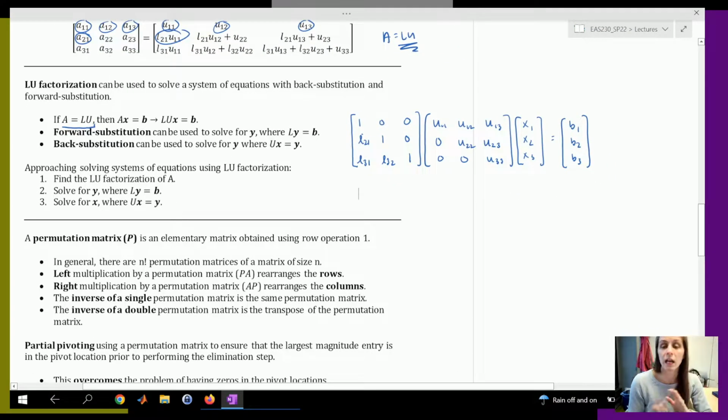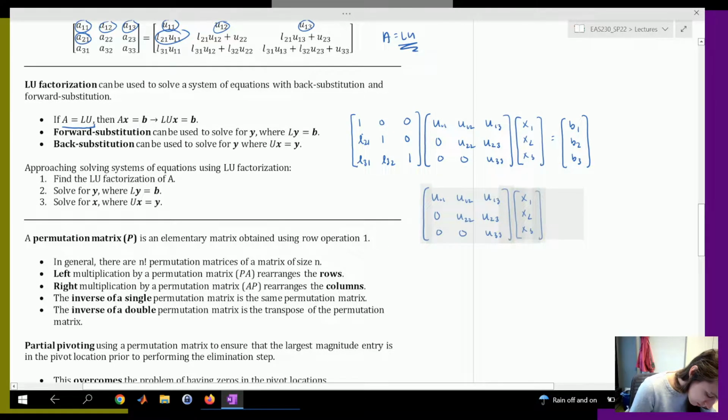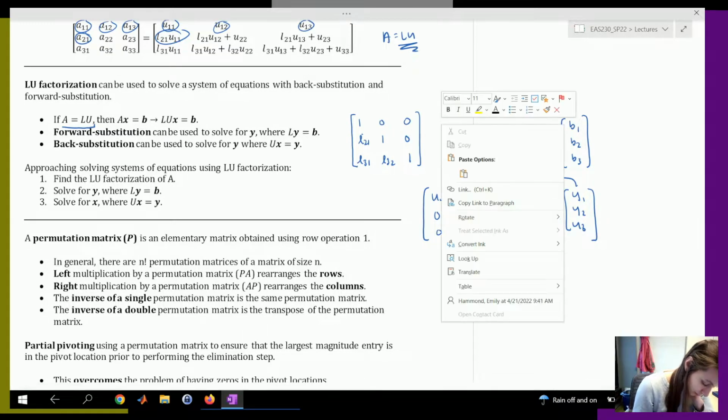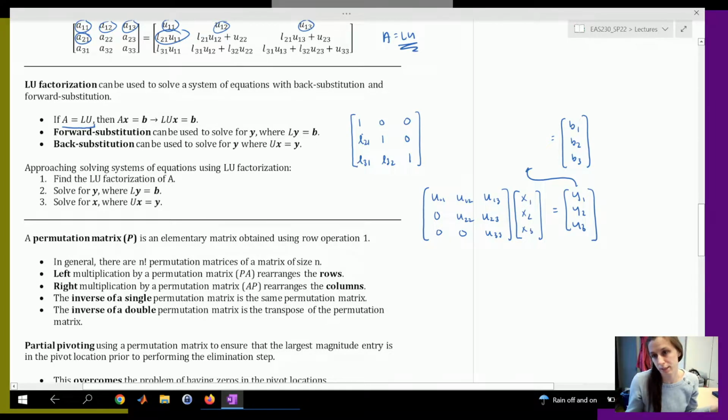What we do is we break it up into two different systems. We're going to take this here, pull it out, and set it equal to some y, which means y goes in right here. So then we have Ly equals B. And we're going to solve each system. Given L and given B, we can solve for y.